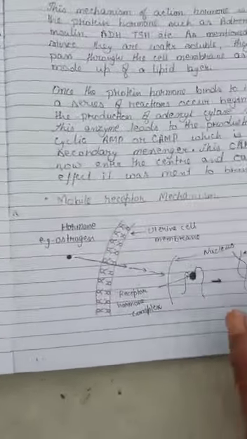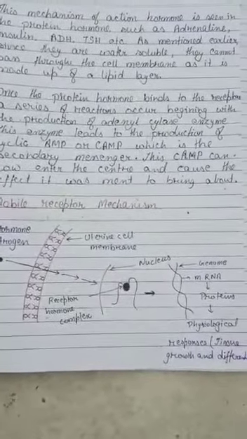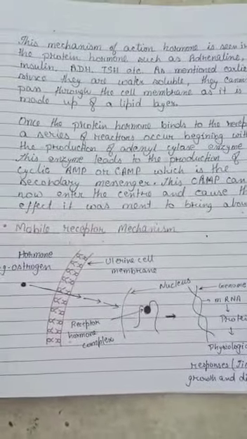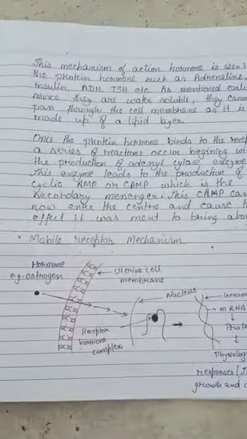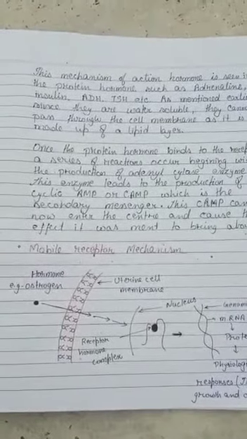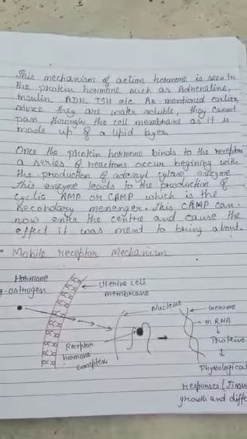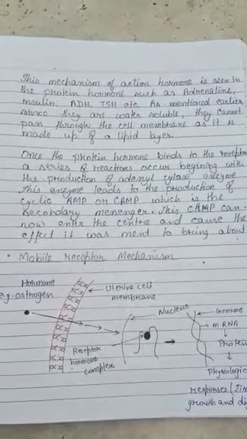Second is the mobile receptor mechanism. This type of mechanism is shown by lipid soluble hormones such as fatty acids and steroids that can easily pass through the plasma membrane. They possess intracellular receptors.